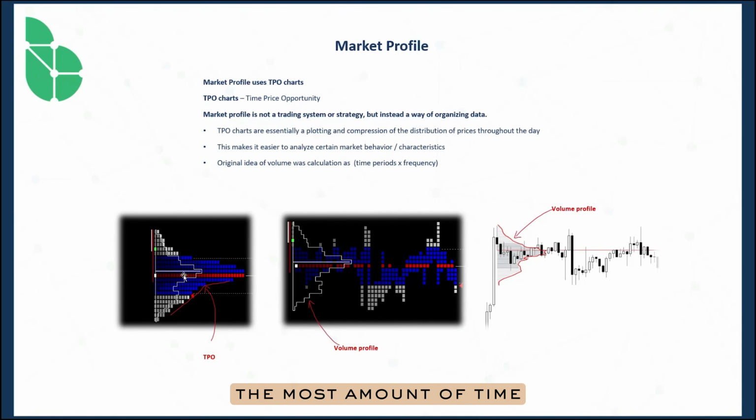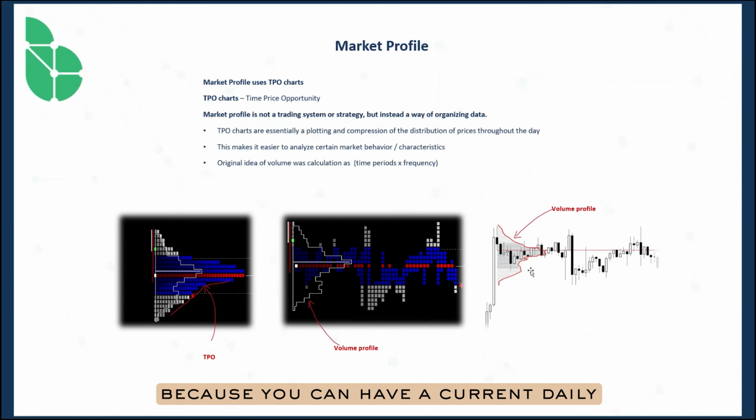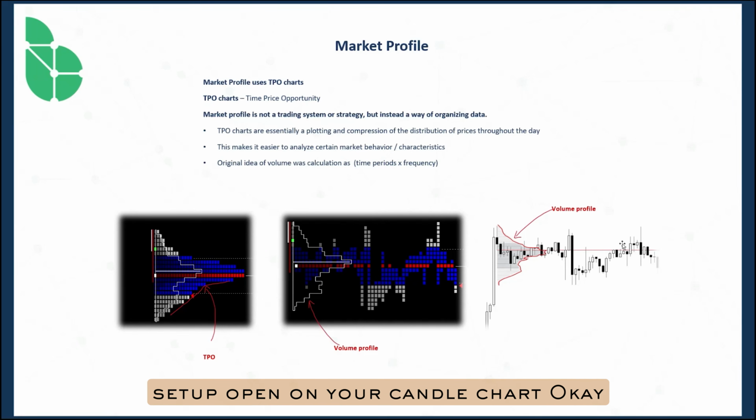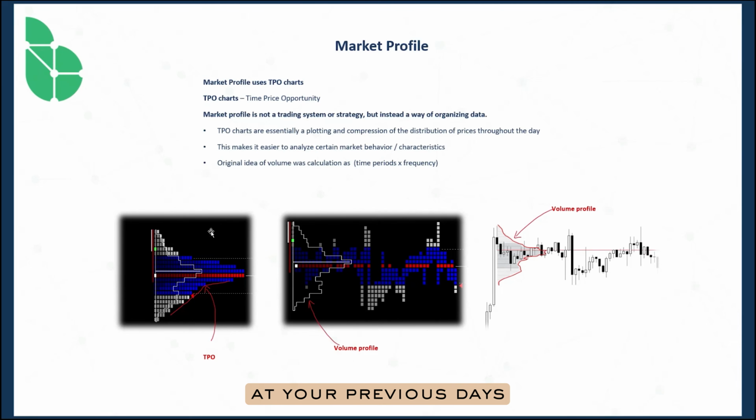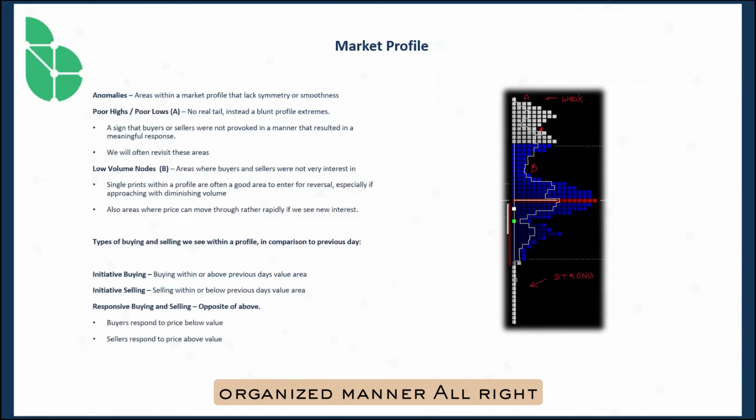Okay, where do we spend the most amount of time? Where did the most amount of volume take place? Where was the value area high? Where's the value area low? Versus looking at this, right? So market profile is great because you can have a current daily setup open on your candle chart, okay, and you can be looking at your previous days in the format of market profile so that you don't necessarily have to have as much noise. You have data that's, again, compressed in a much more organized manner, all right?